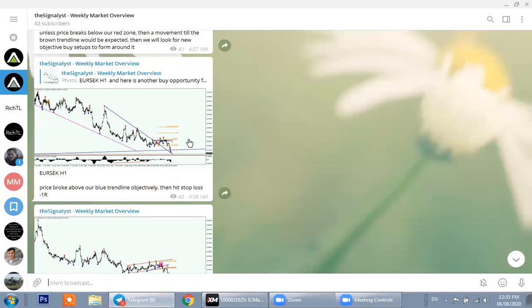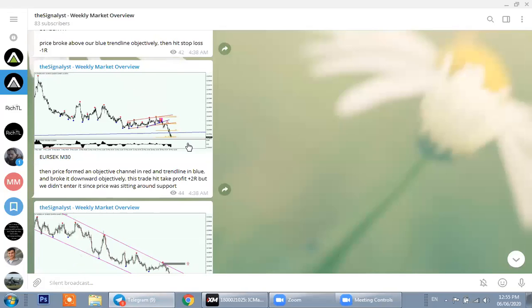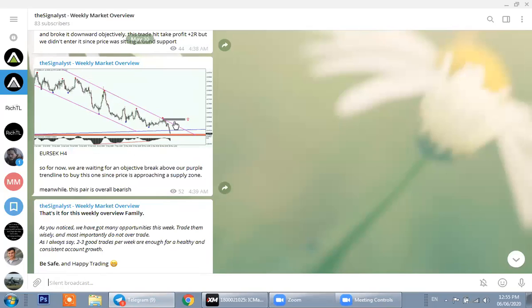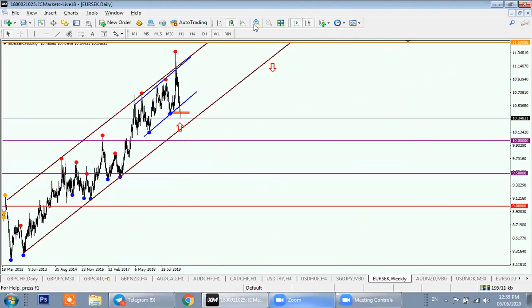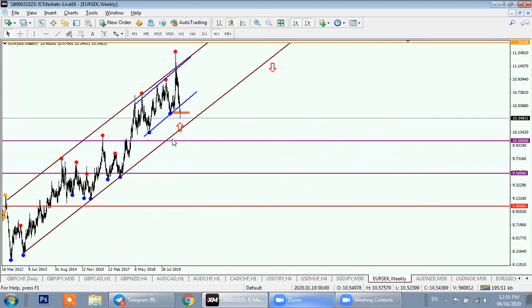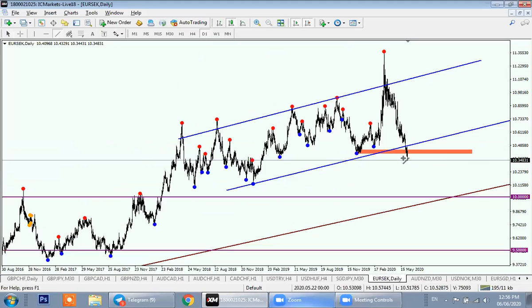On H1, we had a stop loss last week and I take profits, but I didn't personally enter it. And we were waiting for an objective break above our upper purple trend line to buy this one. And here we go. Price on weekly broke below our last swing low. So this one, the sellers took full control for now, and a movement till our next brown trend line is expected, and even the previous 10K round number, a very strong round number. So as mentioned, we'll be looking for buy setups as price approaches our brown trend line and 10K.